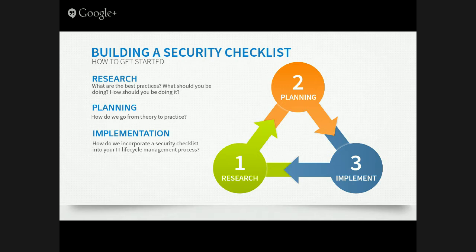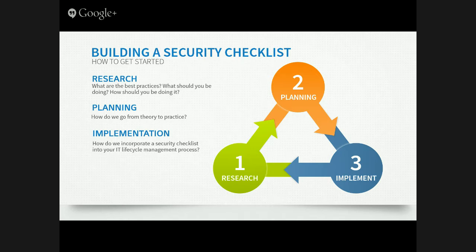How do you incorporate that security checklist into your IT lifecycle management process such that all the machines that are going into the environment go through the security checklist? And then after they're out in the field, after they are in production use or development use, or if it's a test server in the test environment, how do you make sure that all of those machines are going through this security checklist on a regular basis? So essentially, those are the three steps. It's the research, planning, and then implementation.